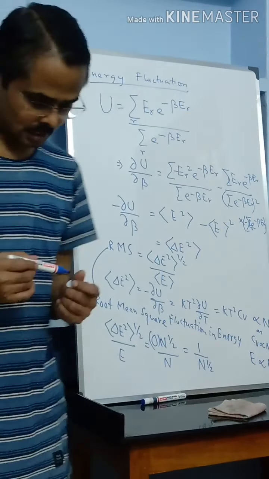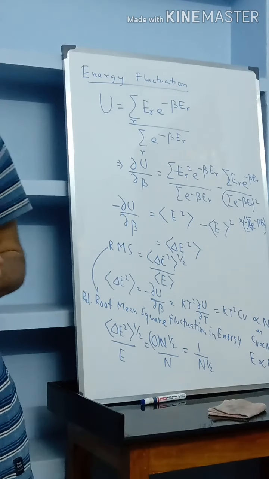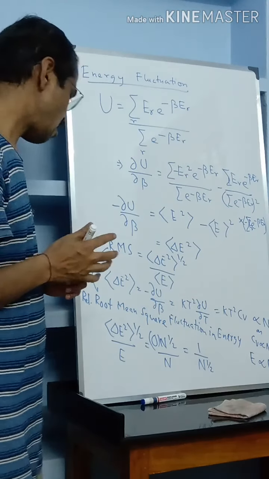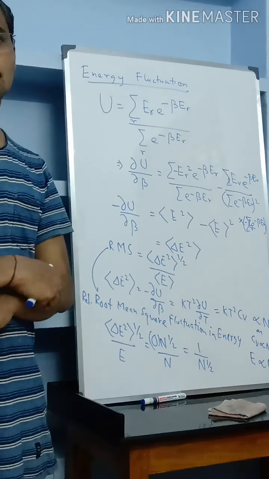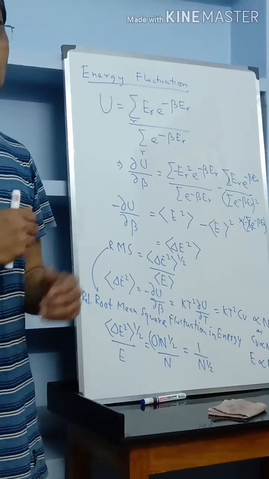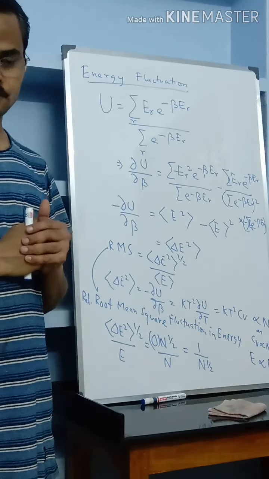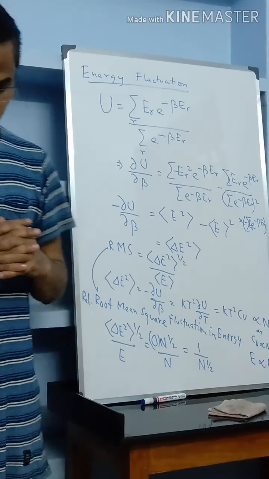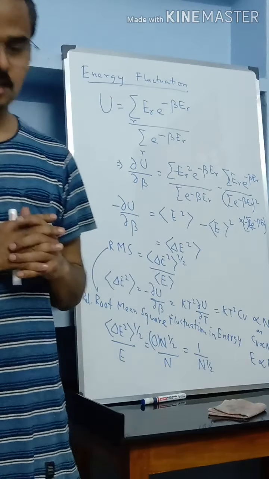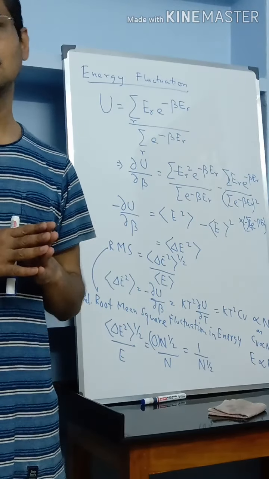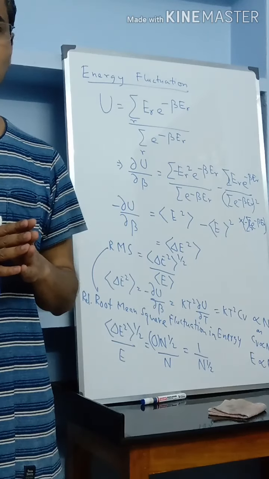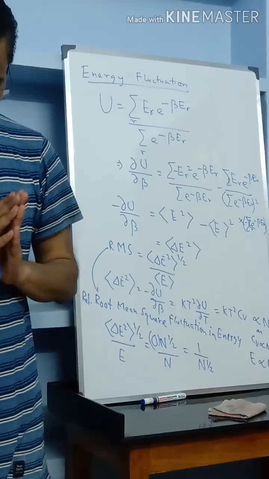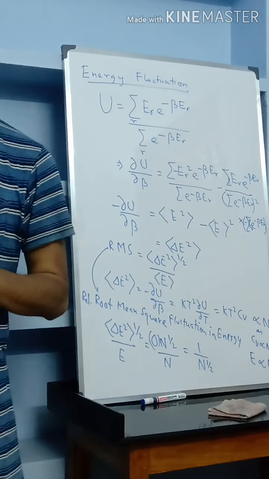So basically the root mean square fluctuation in energy is of the order of N to the power minus half, and that proves the fact that as the number of particles is increased to a huge number, the corresponding fluctuation in energy is minimized, and both the canonical formalism and the microcanonical formalism lead to the same result in terms of deriving the thermodynamic parameters.